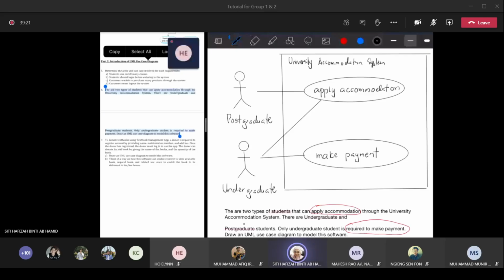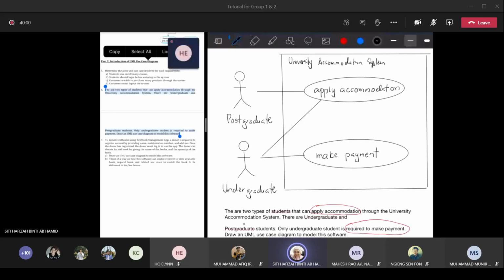Okay, because both are the main users. They are applying for accommodation, right? It's not like, let's say, an undergraduate can make payment through PayPal. PayPal has to ensure that the undergraduate student is verified through their matric number. So the accommodation system must do verification to send to PayPal. PayPal does the process. So PayPal will be on the right side.